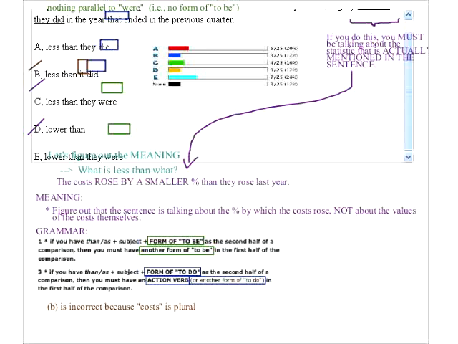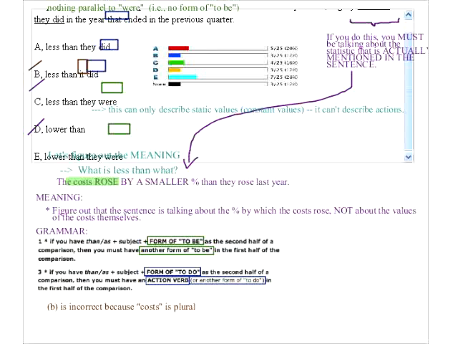If you've got "lower than," this can't work because this can't describe an action. Let me describe what I mean. The meaning is that we're talking about how much the cost rose by. This is a problem because "lower" can only describe static values. What I mean by that is constant values. It can't describe actions.